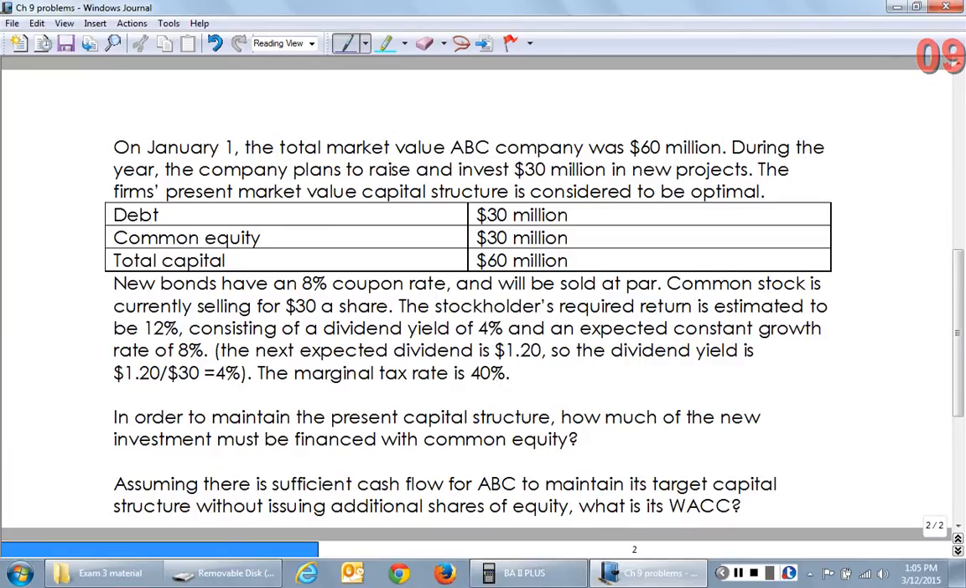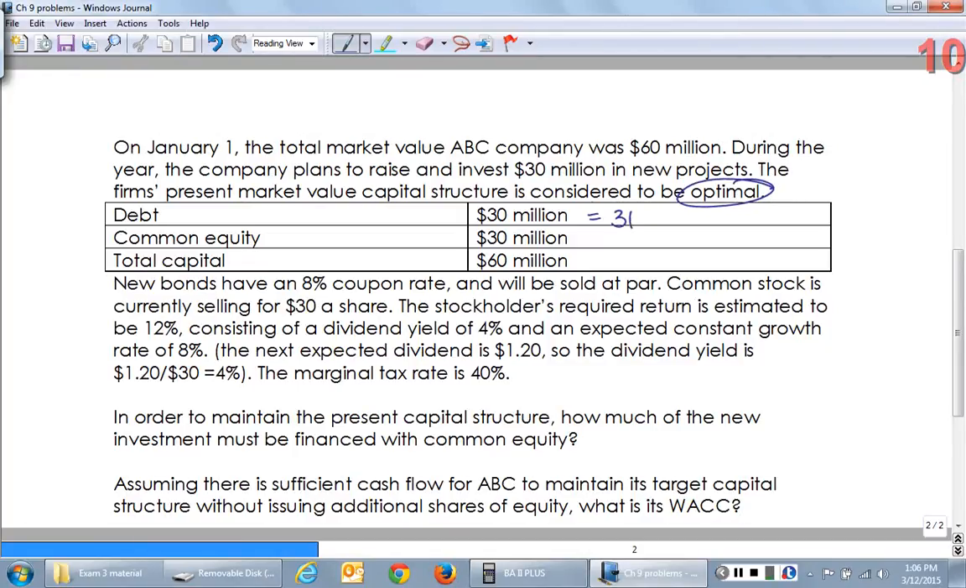The dividend yield is 4% and the growth rate is 8%. So we expect the next dividend to be $1.20, and the tax rate is 40%. If the company wants to maintain the present capital structure, how much of the new investment must be financed with common stock equity?